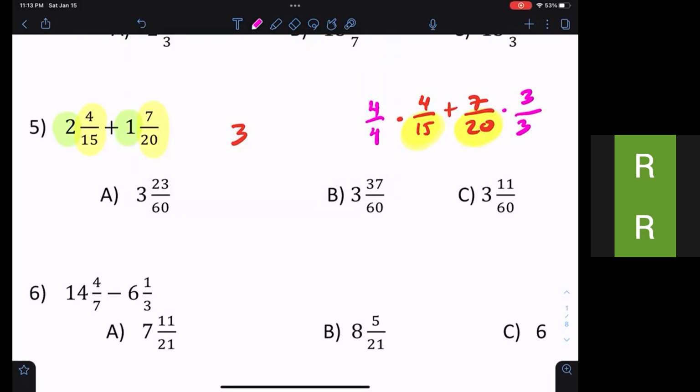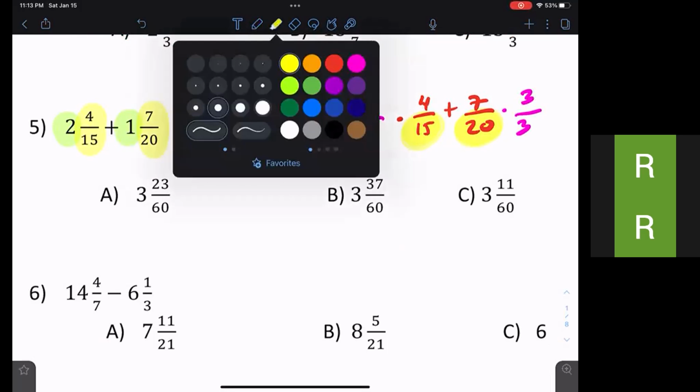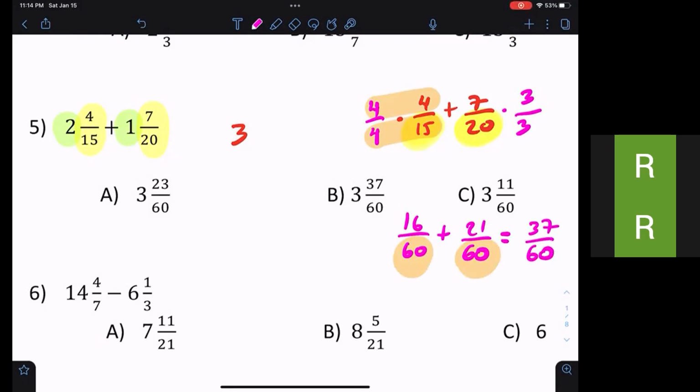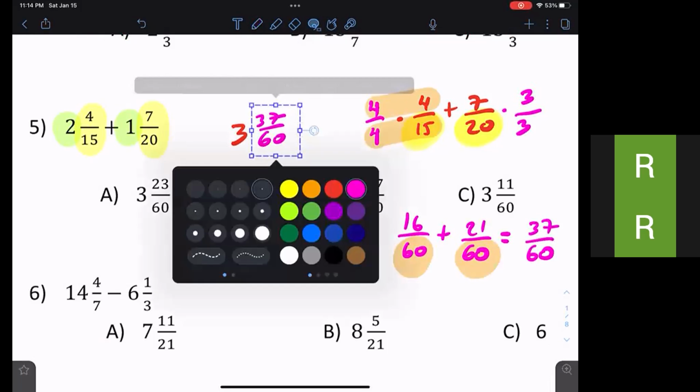Okay, so if you compute that, remember, you're multiplying across like this, right? So that's going to be 16 over 60. And here we're going to get 21 over 60. Now that you have the same denominator, you can add the numerators. So that's going to be 37 over 60. So that number, you bring that here. So you're going to put 37 over 60, right? So let me put that in red because that's the final answer.